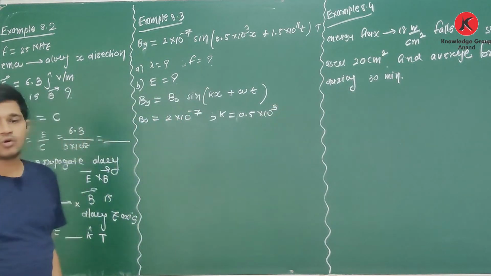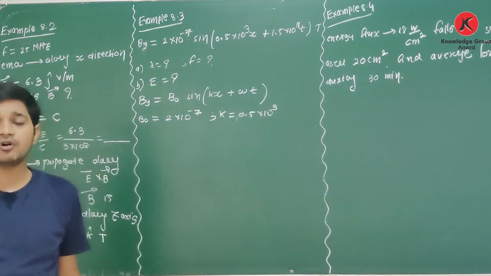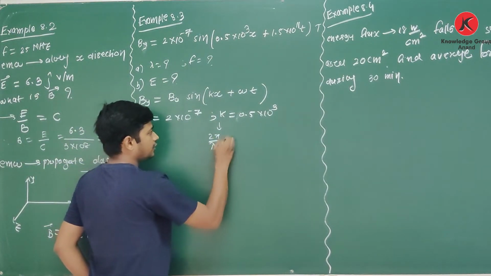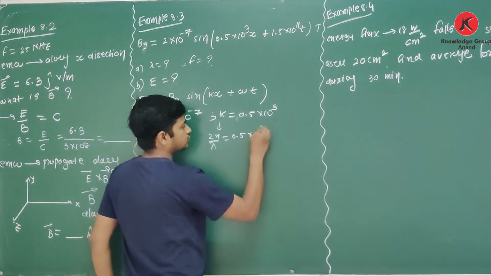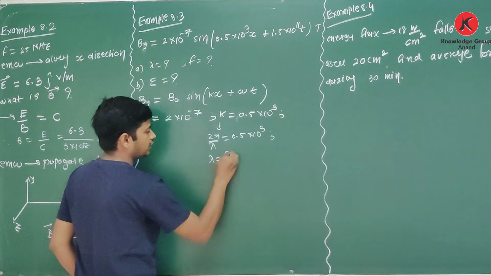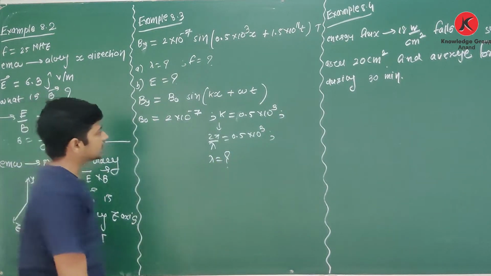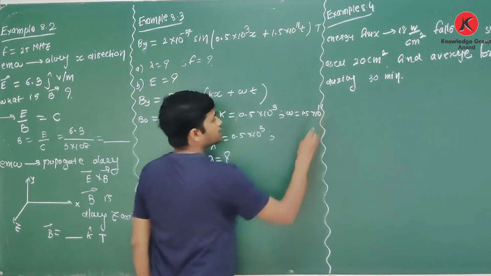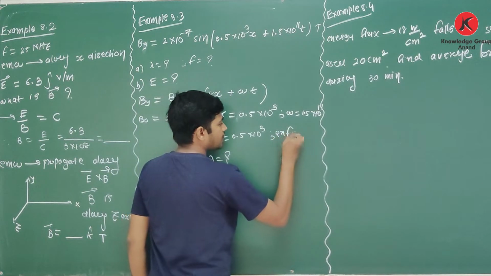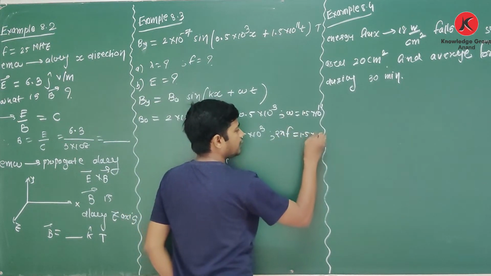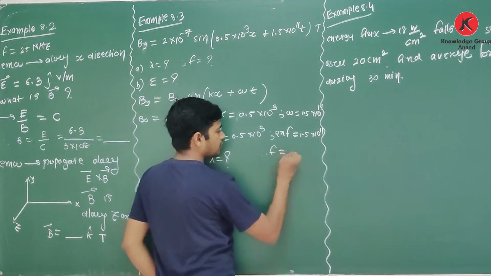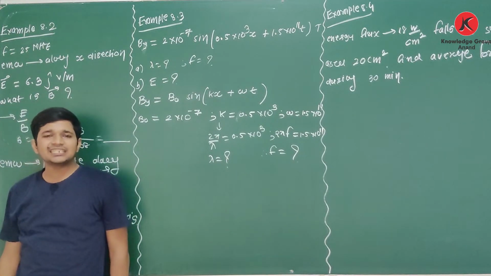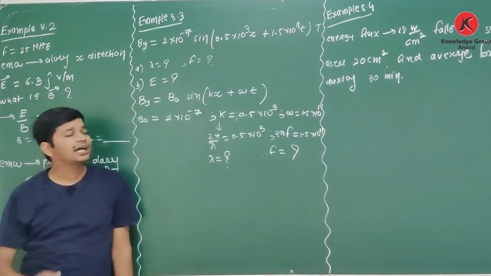Now k, what is the value of k? k means 2π/λ, which is equal to 0.5 × 10^3. So from this you can easily find the value of λ. Simple. Then ω is equal to 1.5 × 10^11. ω is equal to 2πf, which is equal to 1.5 × 10^11. So f you can again easily find. So the wavelength and frequency you can easily find with the help of comparison.